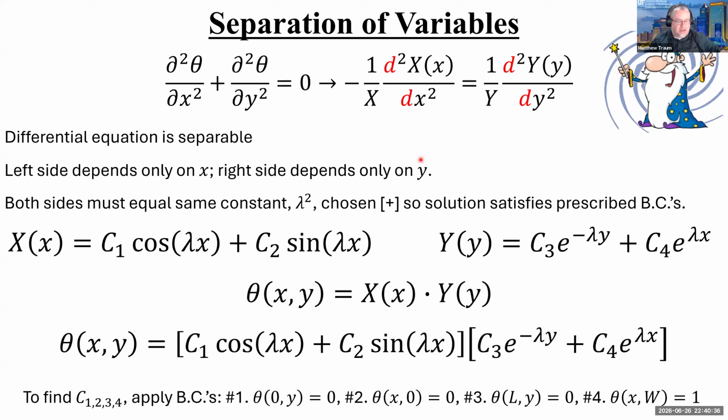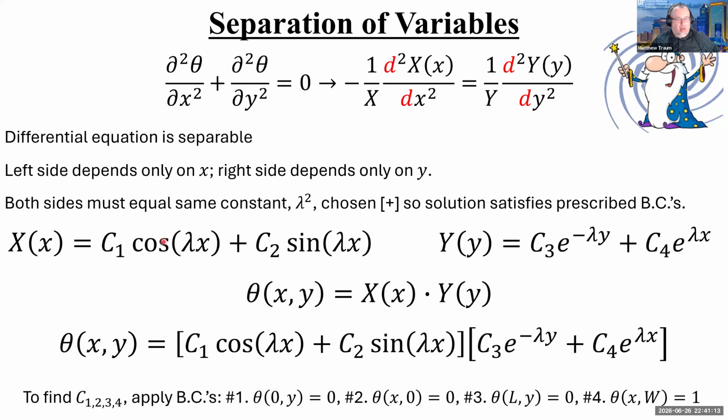And just for convenience, we're going to use lambda squared, and you'll see why, right? There's a mathematical reason why you use lambda squared. It's because it makes the math easier. And we're specifically going to choose positive lambda squared, so that the solution satisfies the prescribed boundary conditions, right? So we're going to choose positive lambda squared on purpose, so that when we plug this thing in, the boundary conditions work out, and we don't end up dividing by zero or taking the square root of a negative number, something horrible, right?